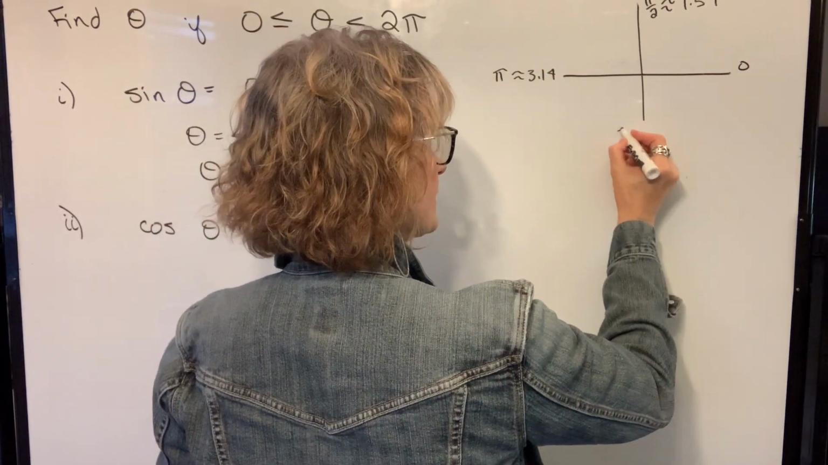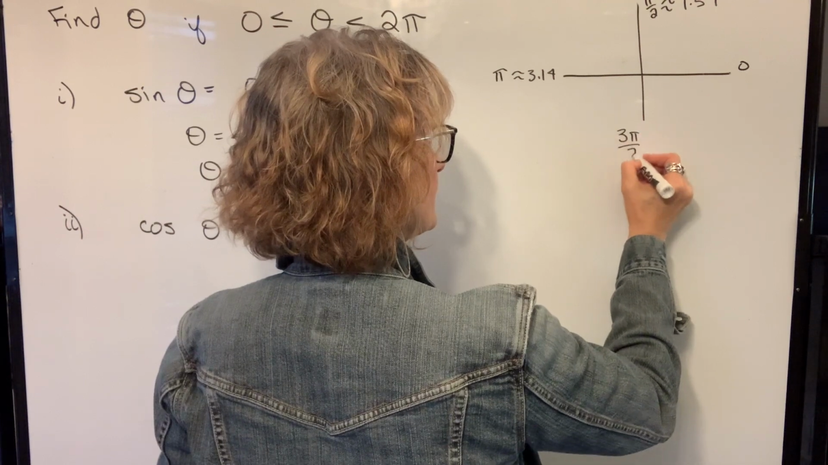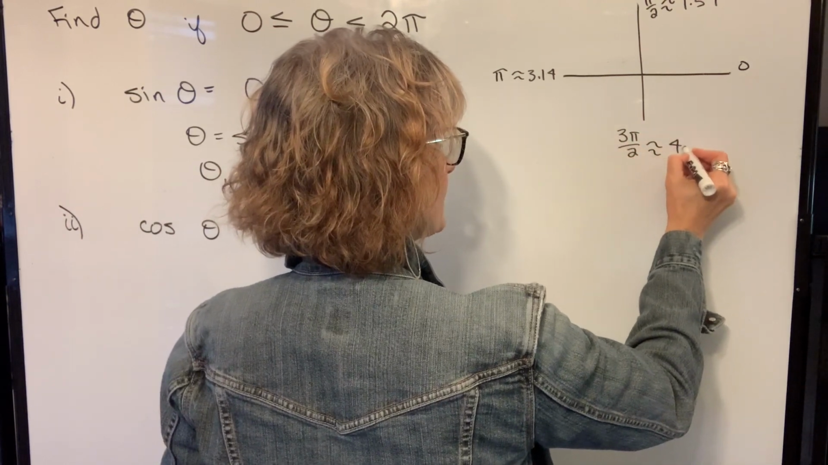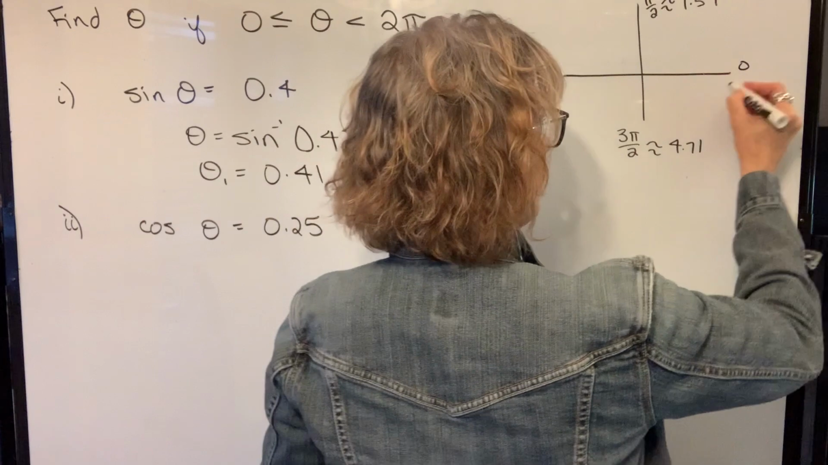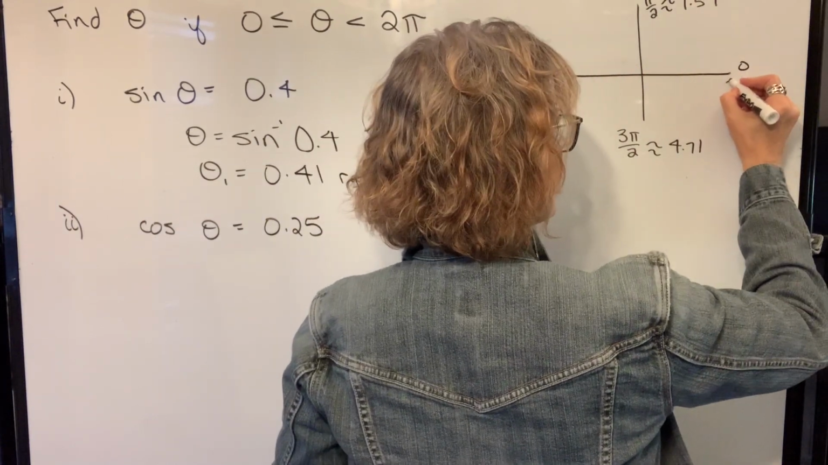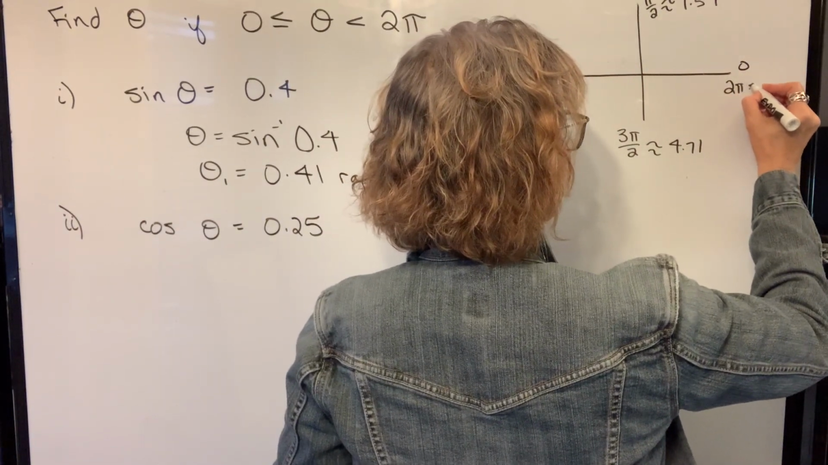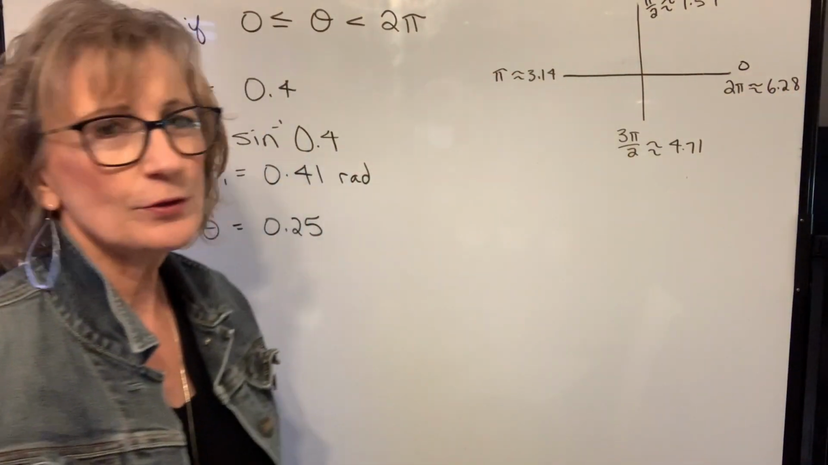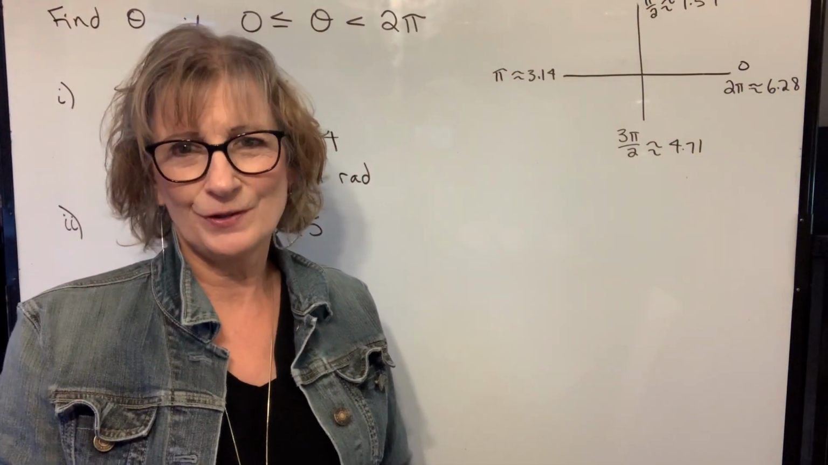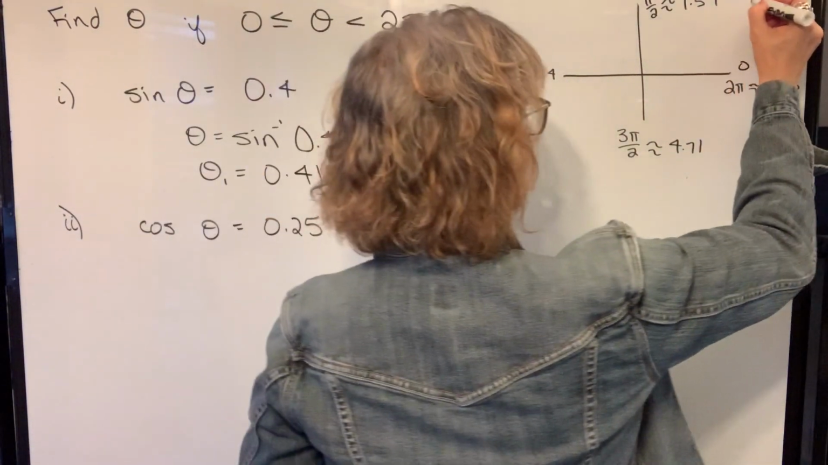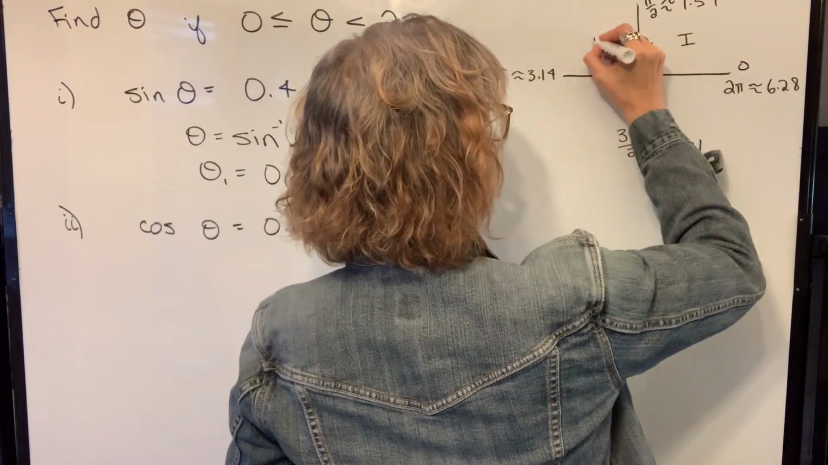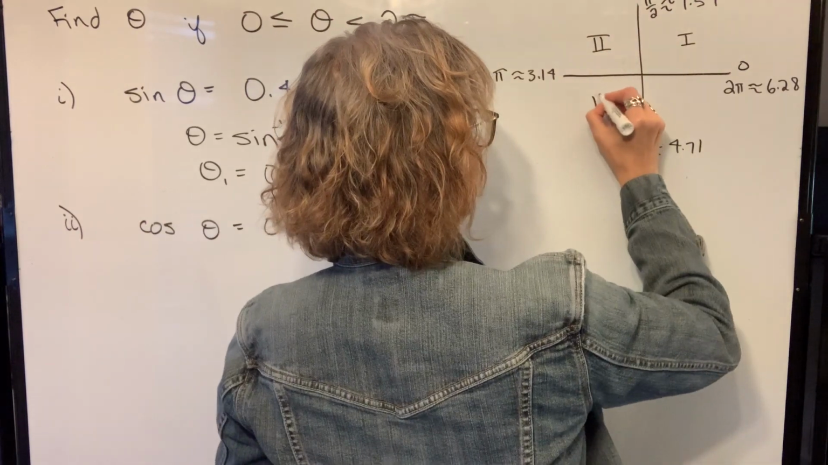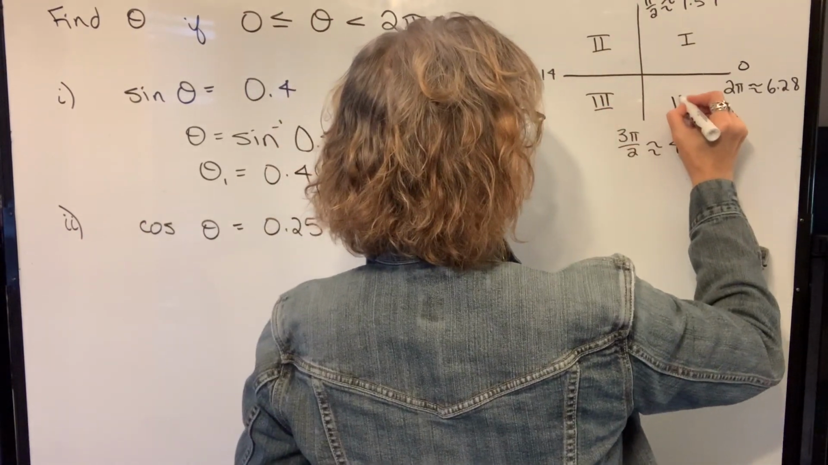270 degrees is 3 pi over 2 radians, which is approximately 4.71 radians. And back to 360 is 2 pi radians, which is approximately equal to 6.28. I think those numbers will help you understand if you're in the correct quadrant. So this is quadrant 1, this is quadrant 2, quadrant 3, and quadrant 4.